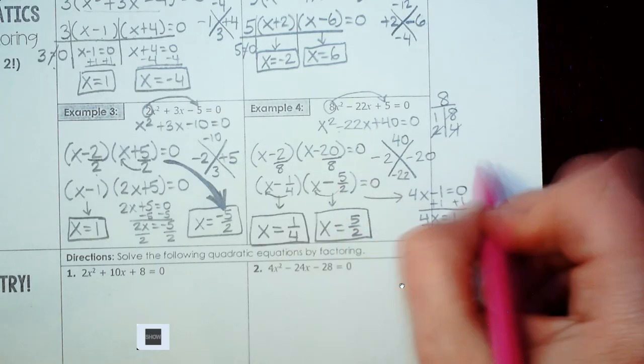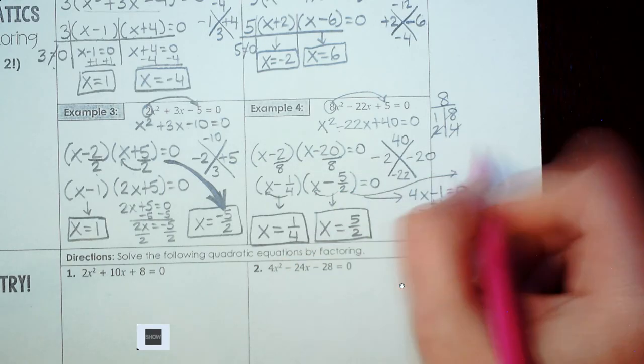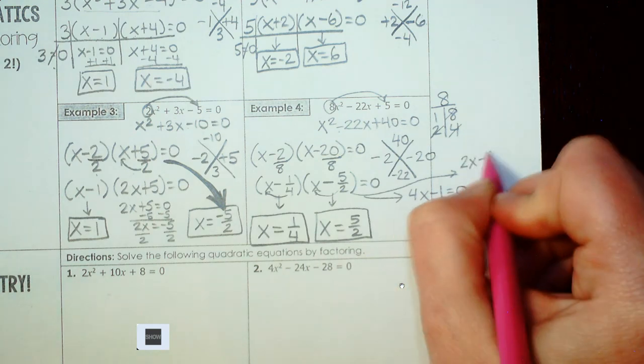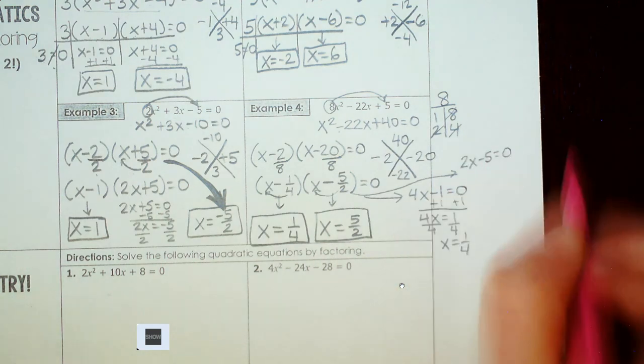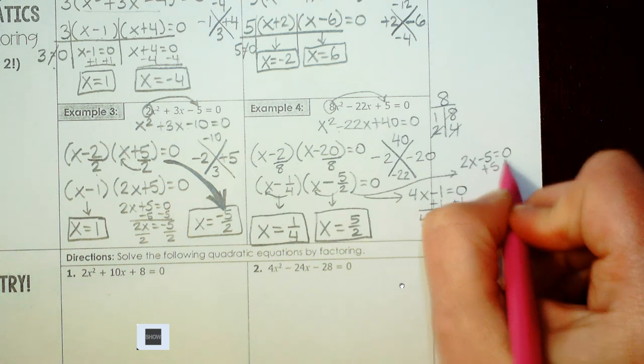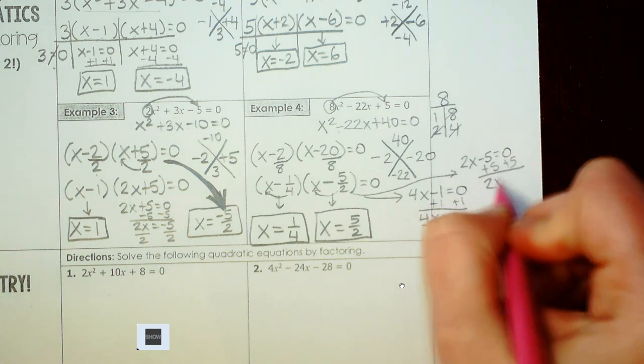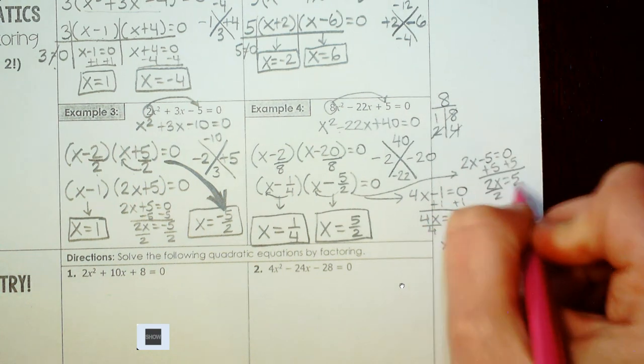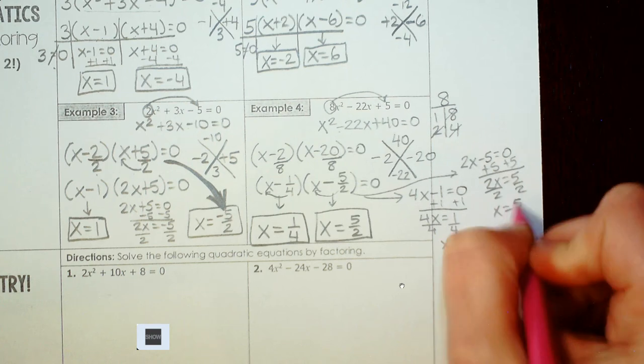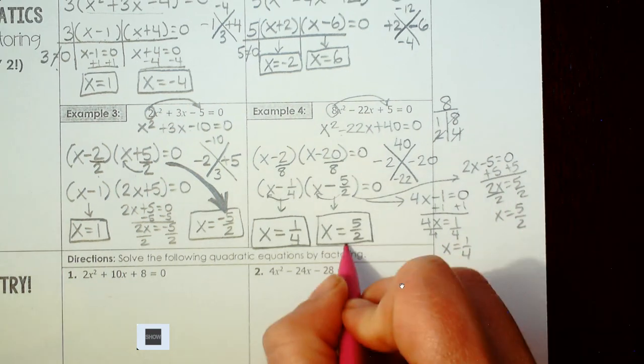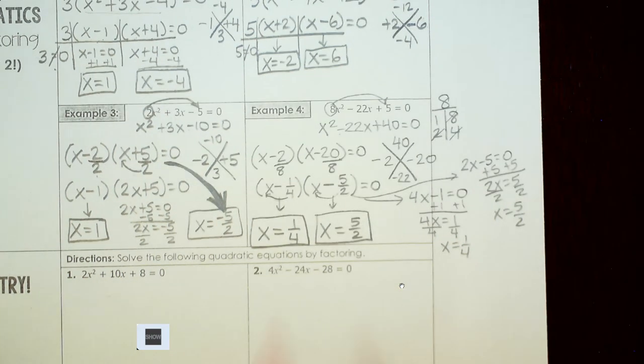All right, and then the other one, if I did bottoms up, I would have 2x minus 5 equals 0. I would add 5, 2x equals 5, and then divide by 2, x still equals 5 over 2. So you see you get the same answers no matter which way you do it. I prefer to just use a little shortcut, but if that confuses you, do it the other way.